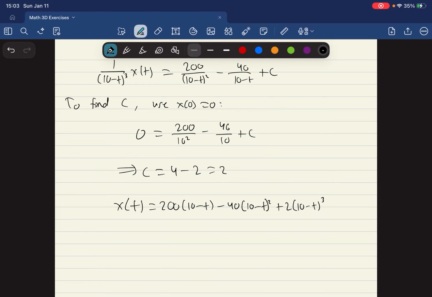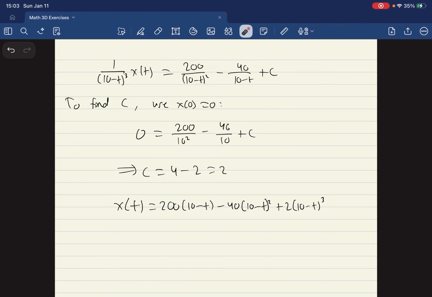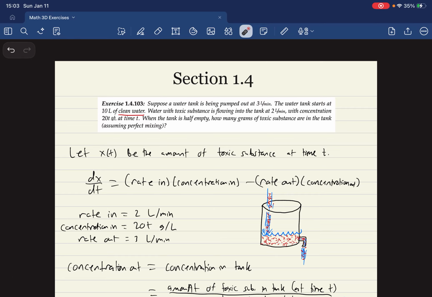What's next? So now we get into the actual thing that this problem was asking for, which is when the tank is half empty, how many grams of toxic substance are in the tank? Now, I should point out here that this is where the problem gets a bit ambiguous because they never specifically stated what the volume of the whole tank is. They did tell us that the water tank starts at 10 liters of clean water. And so you might draw this like this. So here's our tank. And you know what? I'll make it smaller just to make the point I'm going to make.